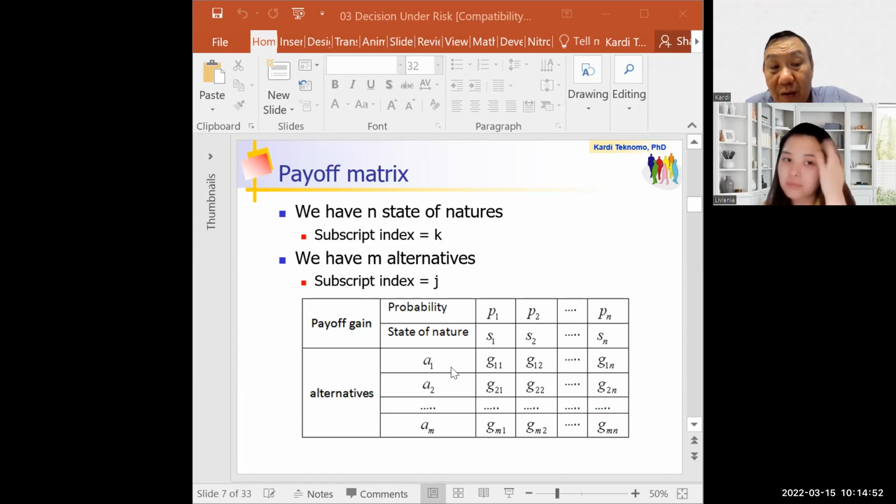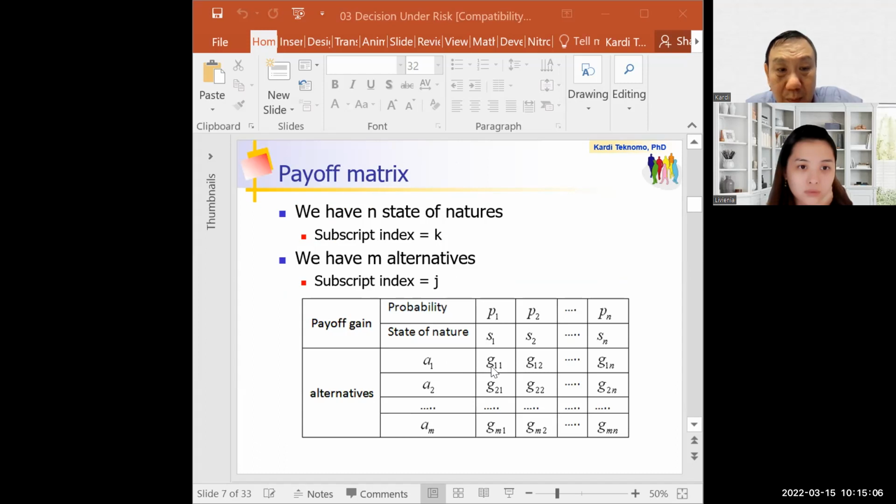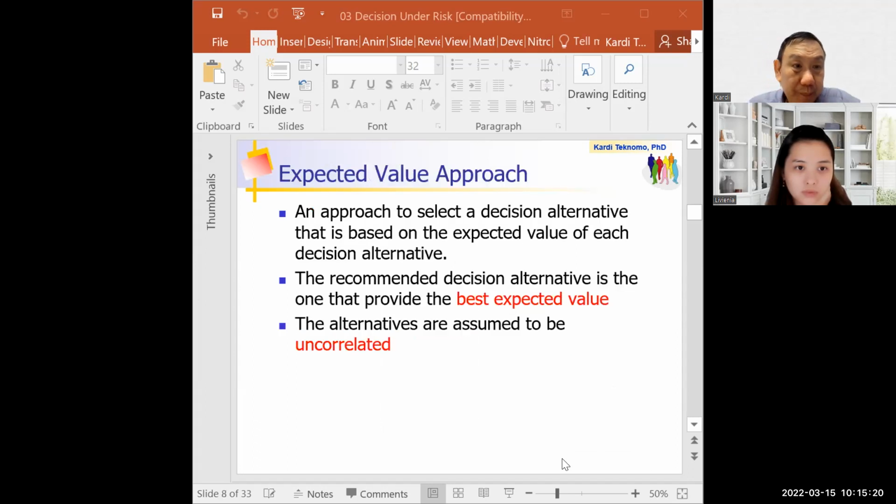So there is no difference for all the alternatives using a payoff matrix. But if we later use a decision tree, the probability for each state of nature can be different for each state of nature and for each alternative. The technique to compute is just a simple expected value. That means you calculate the arithmetic mean. So the approach is to select the decision alternative based on the expected value for each decision alternative.